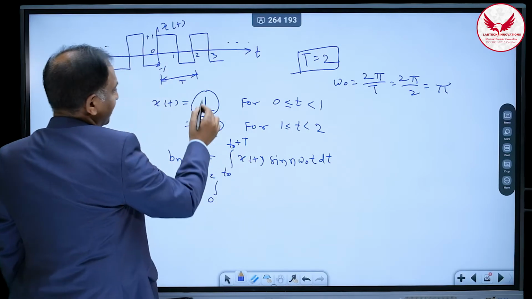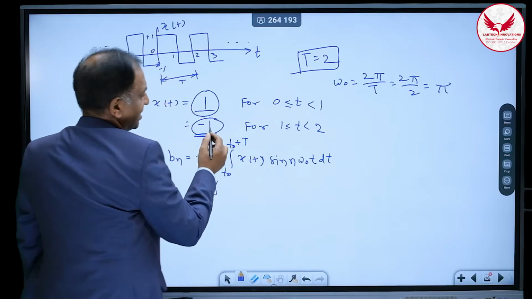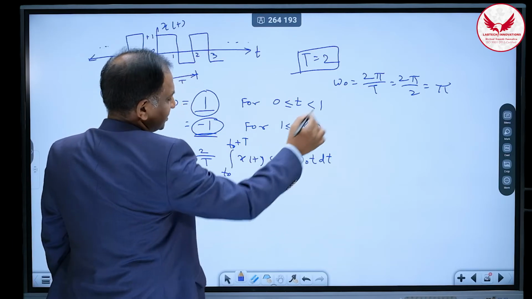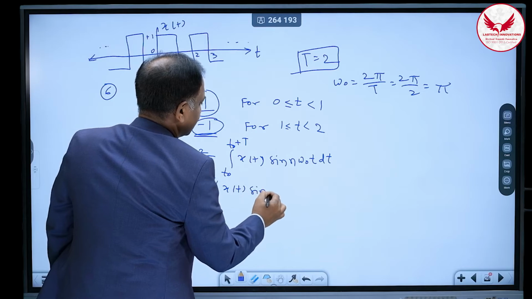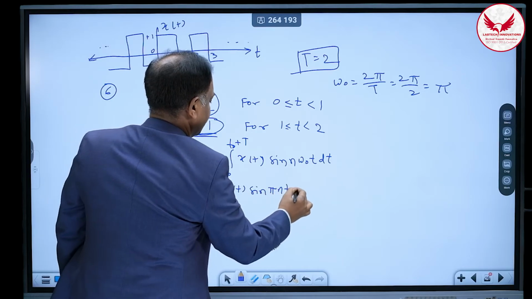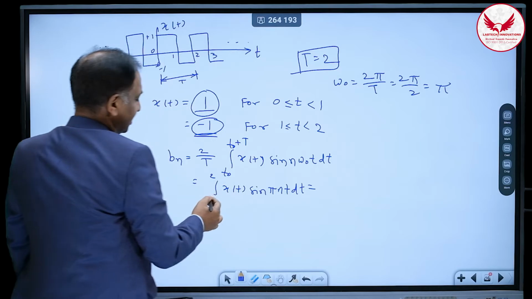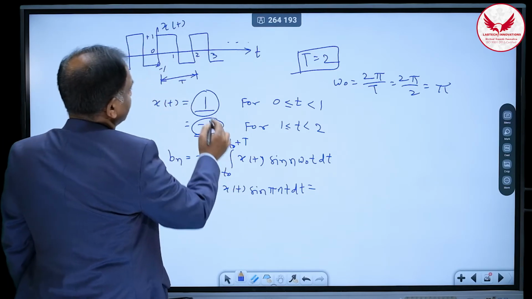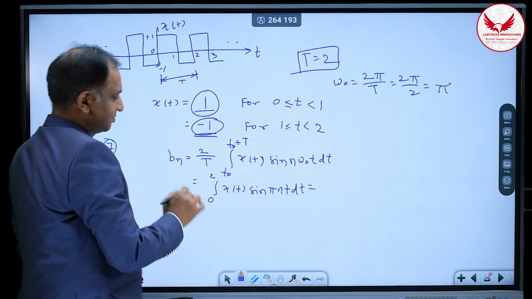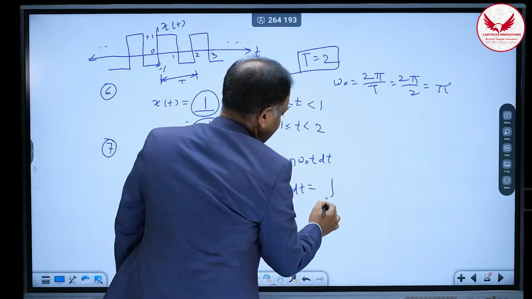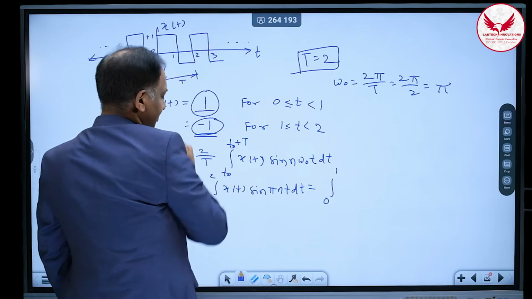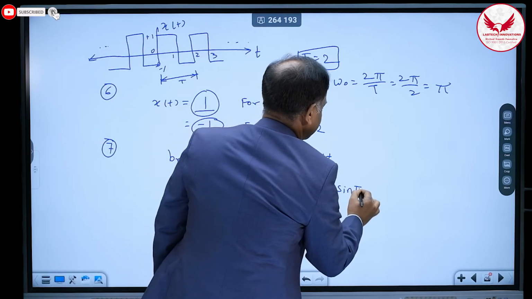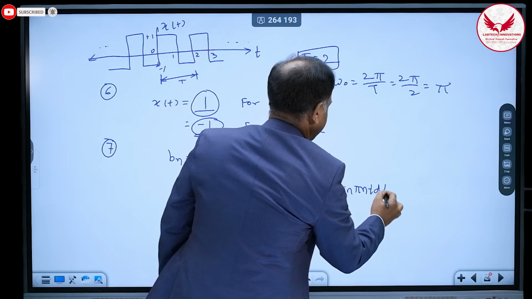The value of x of t is 1 for 0 to 1 and minus 1 from 1 to 2. So I will substitute that, and omega 0 is equal to pi. So it is sine pi nt into dt. For one complete period, 0 to 2, the value is different, so you can split this integration into two terms. One is from 0 to 1 and its amplitude is 1, so x of t is 1. So it will be only sine pi nt into dt.